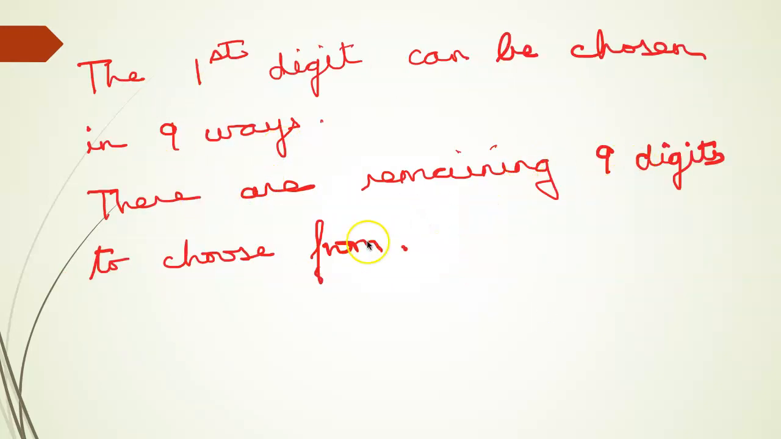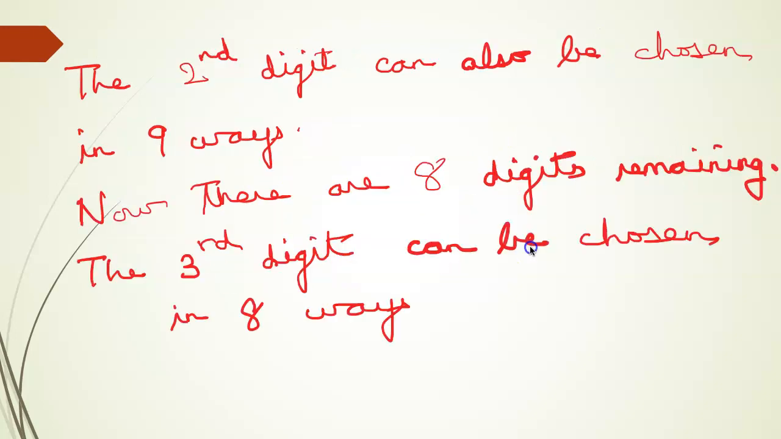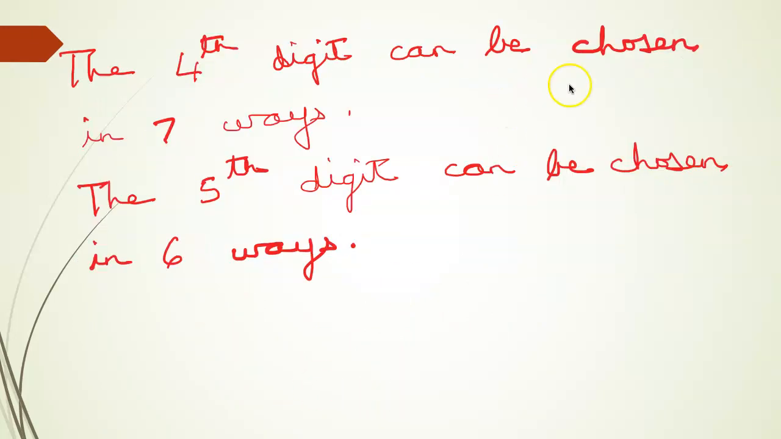Now there are 9 digits remaining, from 0, 1, 2 up to 9, 1 has been taken up. And the second digit can also be chosen in 9 ways. Now there are 8 digits remaining, so the third digit can be chosen in 8 ways. Then the fourth digit can be chosen in 7 ways. The fifth digit can be chosen in 6 ways.